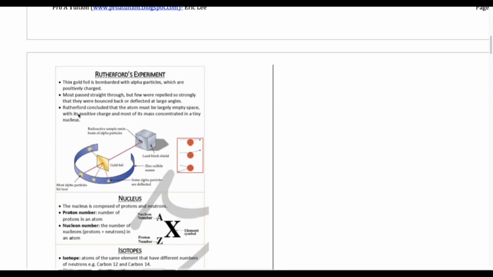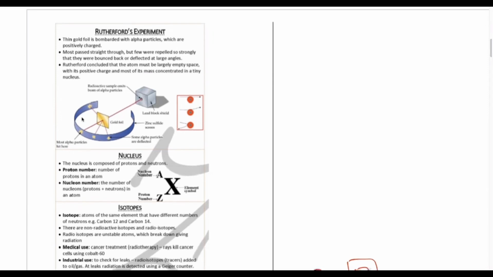So conclusions, Rutherford concluded that the atom must be largely empty space with its positive charge, and most of its mass concentrates in a tiny nucleus. So that's why they move straight. Okay, so that's the experiment that make us understand the structures of atom.